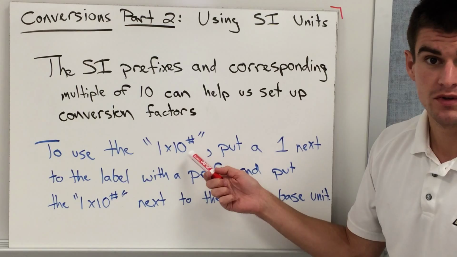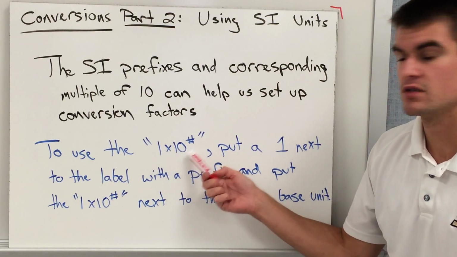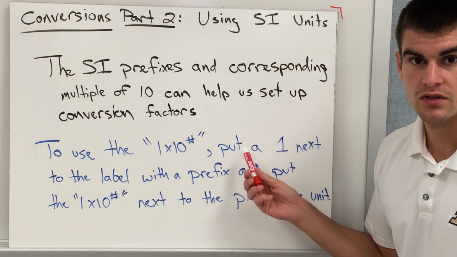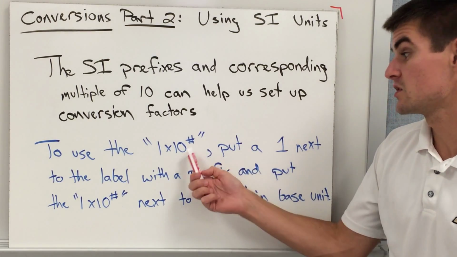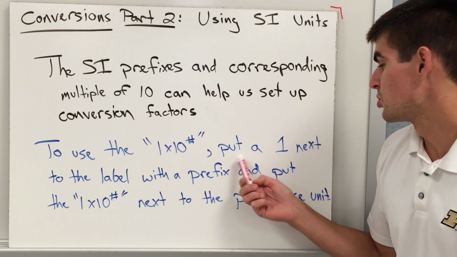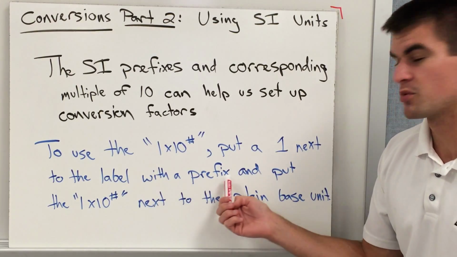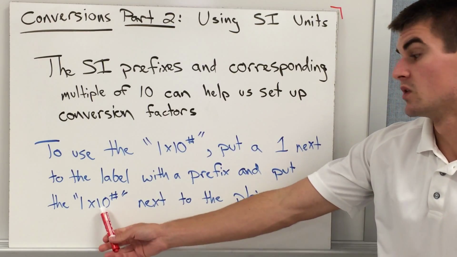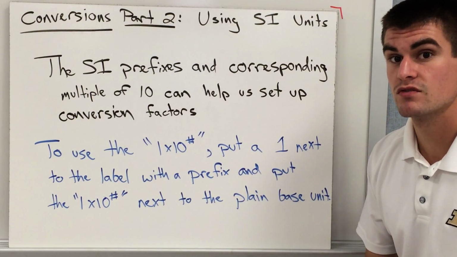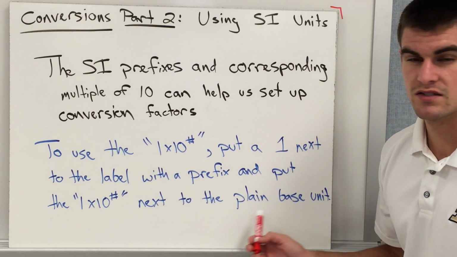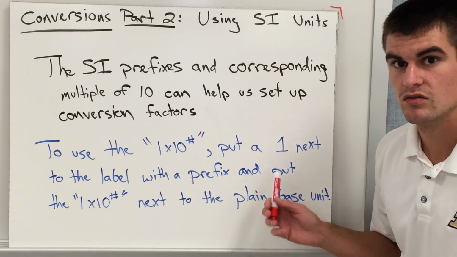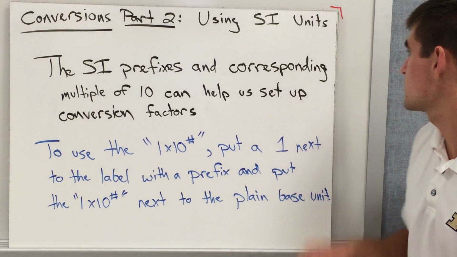To use that number that was given to you before, that 1 times 10 to the negative 9th or positive 9th or whatever, how you're going to use that exact number is put a 1 next to the label with a prefix, and put the 1 times 10 to whatever the exponent is for the prefix next to the plain base unit. Kind of wordy. I'll show it to you. I think that'll make it easier.